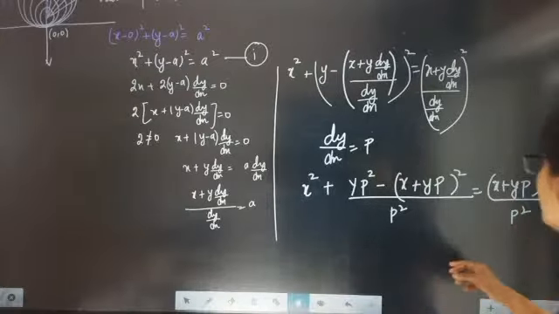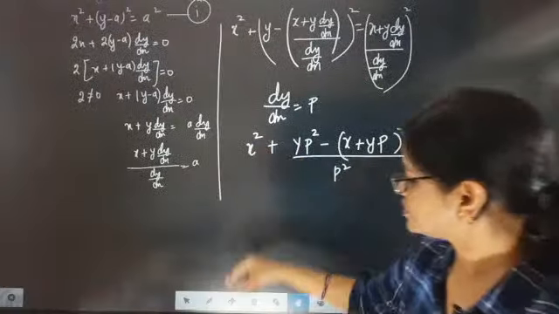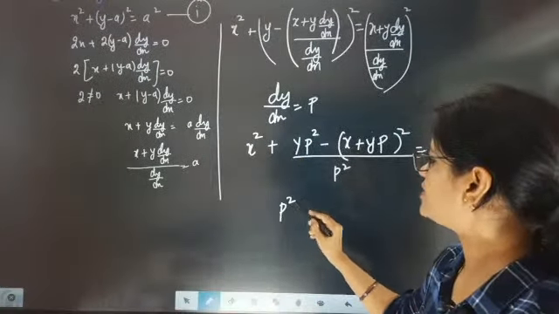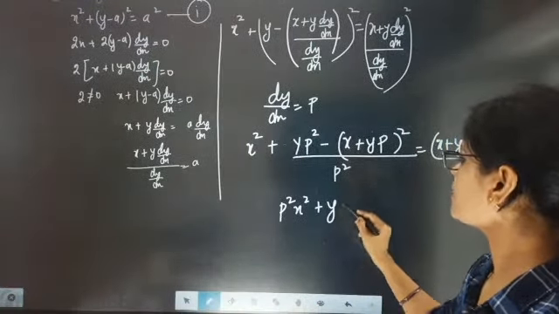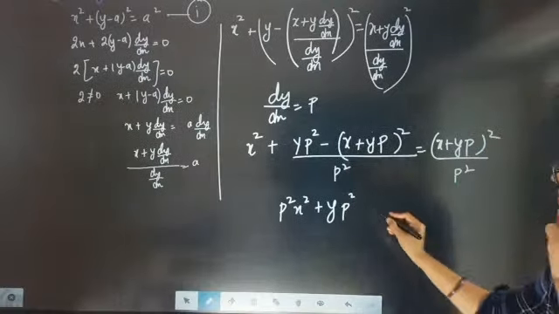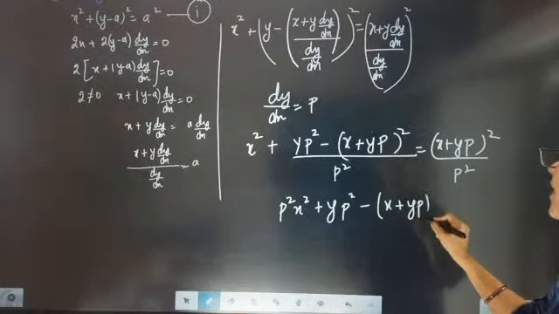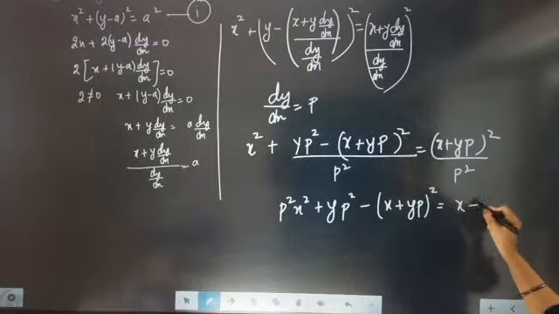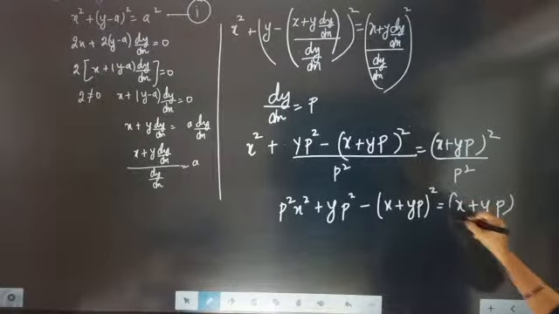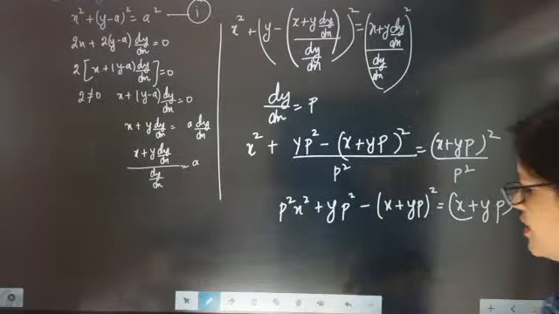Now one small work I have to do, and that is to shift this p square here. So p square x square plus (yp minus (x plus yp)) whole square equal to (x plus yp) whole square. Now shift this one to this side.